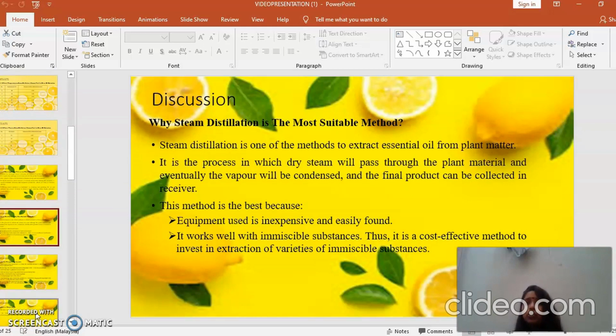Why we choose a steam distillation as our method to extract the oil from the lemon peel? Because the equipment used is inexpensive and easily found. It works well with unstickable substance and thus it is a cost-effective method to invest.